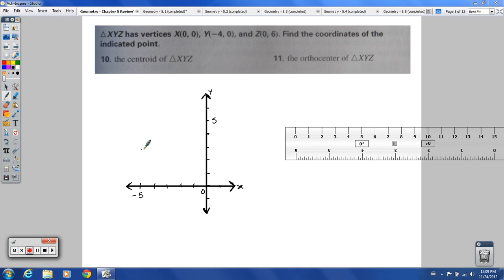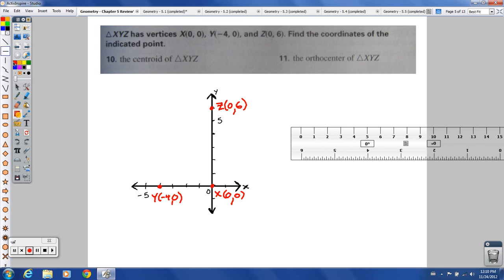Alright, so I've drawn my graph here, and I'm going to plot my points now. I'll use red to do that. And so I've got one point right here at 0, 0. This is point X at 0, 0. Point Y is going to be at negative 4, 0. And point Z is at 0, 6. So point Z would be right up here. Just connect those with some straight lines here and make a triangle.